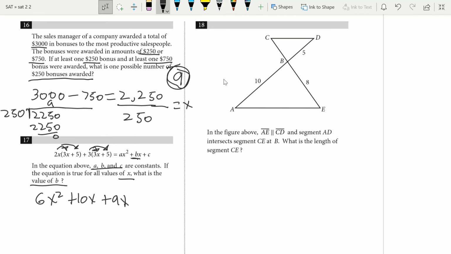So we have 10x plus 9x, that's going to give me 19x. I didn't even have to do the 6x squared. That 19x has to equal bx. Our x's will cancel, and we'll be left with 19 as our answer.